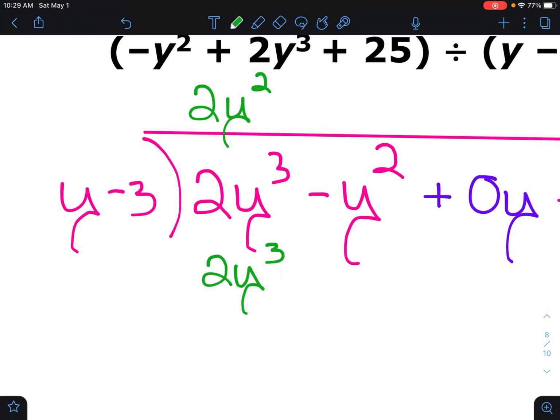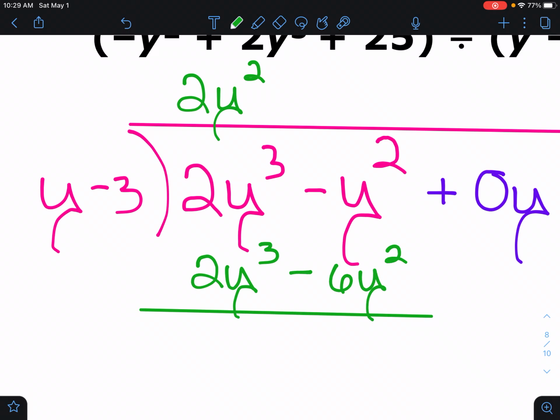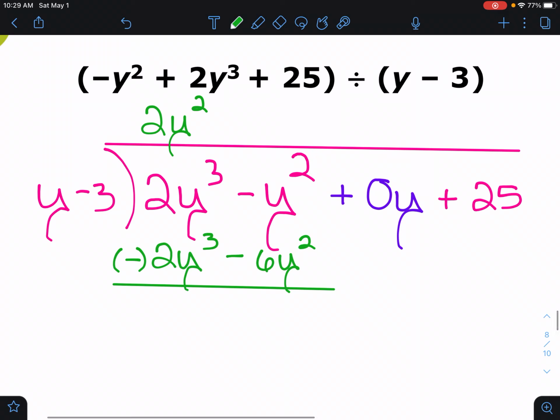That's what we wanted. And now I've got to do 2y squared times negative 3, so that would give me negative 6y squared. Okay, and we are subtracting. Now be careful here. This is, remember, really a 1 here. So negative 1 minus negative 6. Remember, that really means plus. So this is really going to give me positive 5y squared.